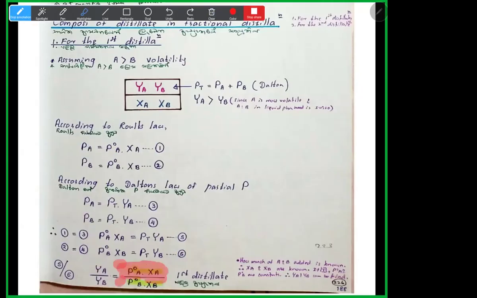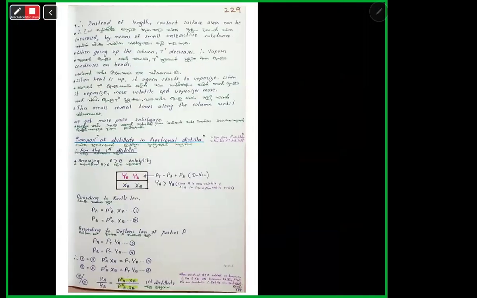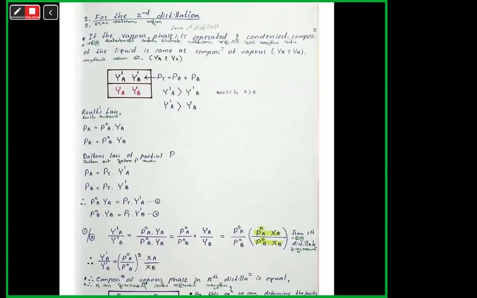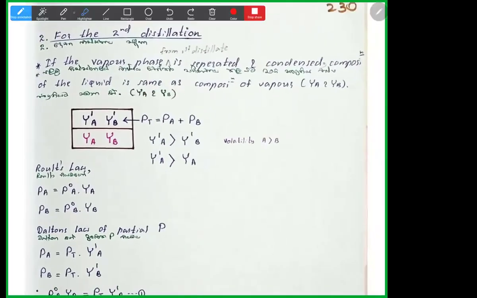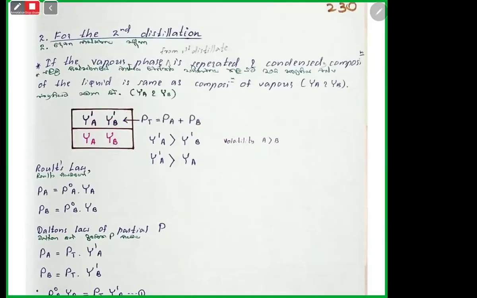Now I'm going to the second distillation. This is the first distillation. Now I'm moving to the second distillation. Going from this, I'm going to separate this YA and YB, which is in the vapor phase. Now I'm going to condense and put it again back into the fractional distillation flask. Okay. So now this is YA and YB. Those two again evaporate to give YA prime and YB prime. See, total pressure is the pressure of these two together.